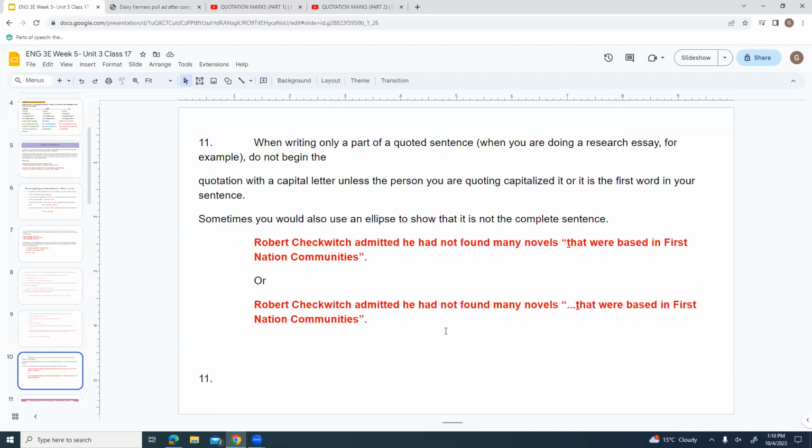So, for example, Robert Checkwich admitted he had not found many "novels that were based in First Nation communities," or Robert Checkwich admitted he had not found many novels "that were based in First Nations communities." Either way, that is correct. I like the ellipsis, but it's not wrong to do it this way.